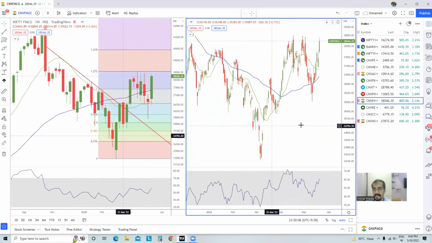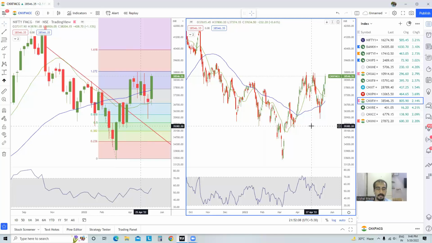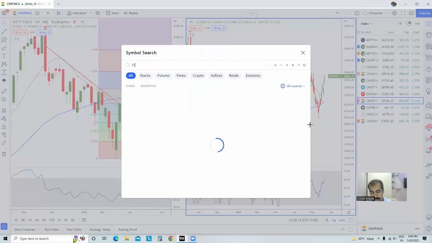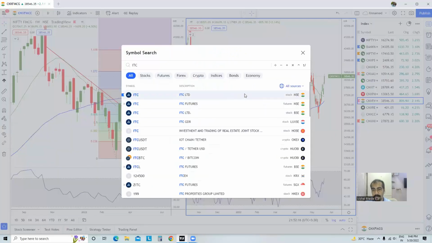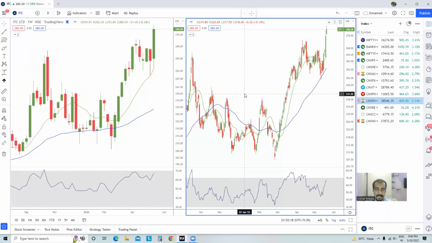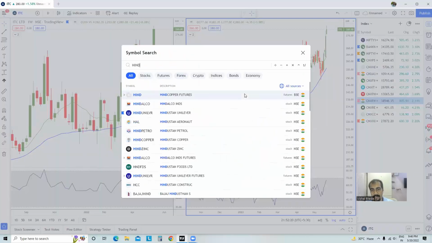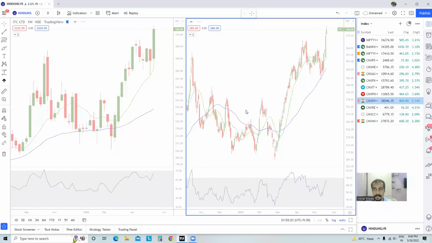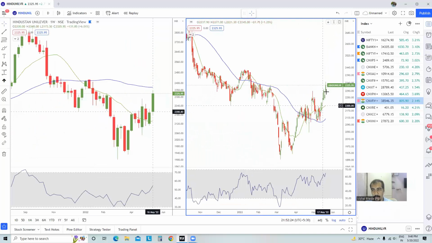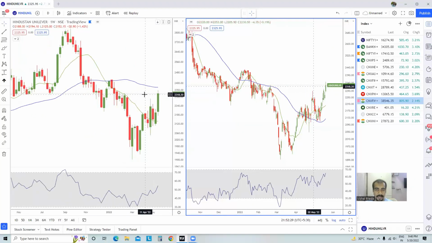FMCG pack is one of the strongest looking packs right now in all the sectoral indices. And the reason for that is obviously one stock, ITC. And the second one, I think, which is starting to go higher is Hindustan Unilever, which has started to go up in the last few days. In the weekly chart, it is not looking that attractive as of now.